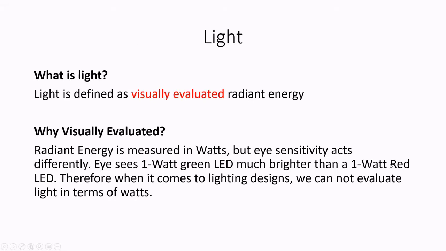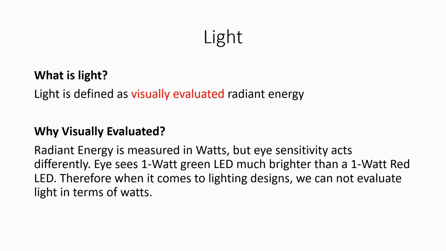Okay, here we are going to talk about light. In an earlier slide I explained the visible spectrum. The light is located in the visible spectrum. The definition of light is the visually evaluated radiant energy. In this definition, the term visually evaluated is very important. So now we are going to talk about why light is visually evaluated.